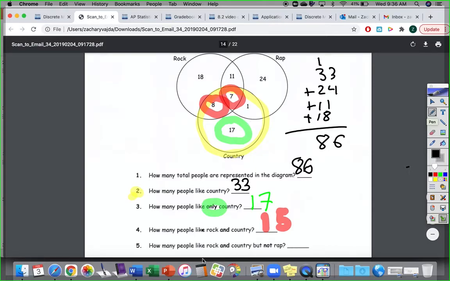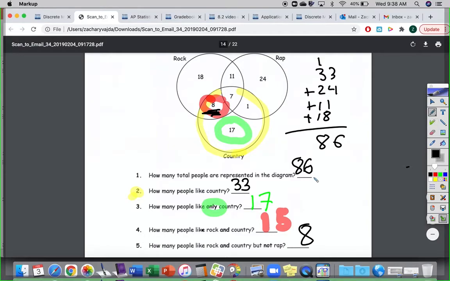And this is how the question gets more explained. Here's where you'll see a different question. How many people like rock and country? Look, it's the same start, but not rap. So not rap means this 7 is in the rap circle. It has to go away. What am I left with? Just the 8. See how the questions have to be very specific. Take the questions very literally, and you'll do good on this.